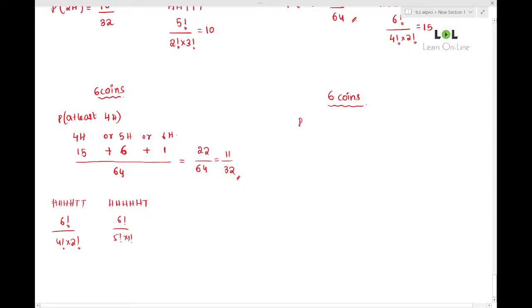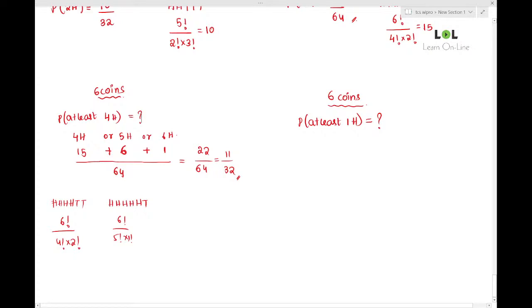Next. Suppose in the same 6 coins, guys, if I ask a question in this way, what is the probability of at least one head? What is the probability of at least one head? Now, guys, don't do it as one head or two heads or three heads or four heads, something like this.